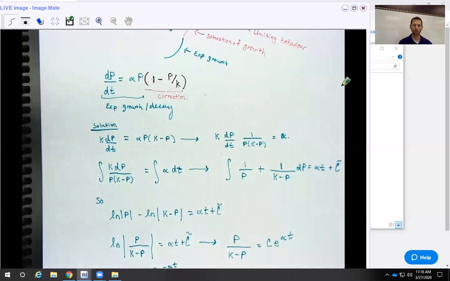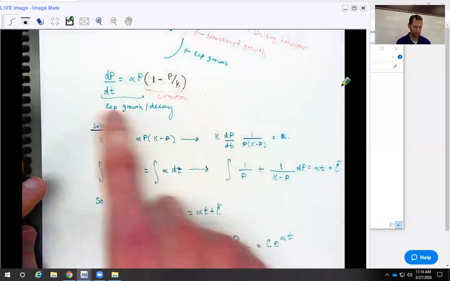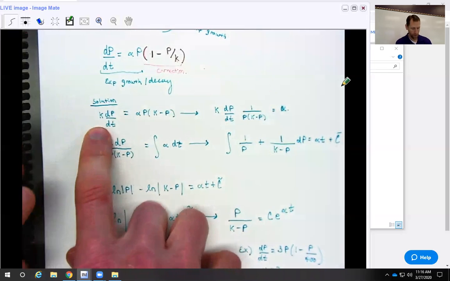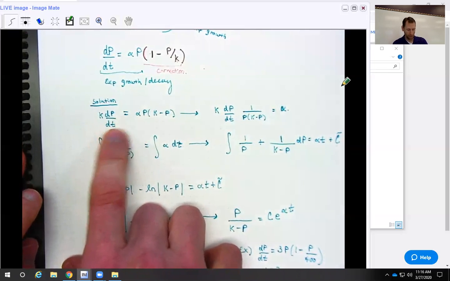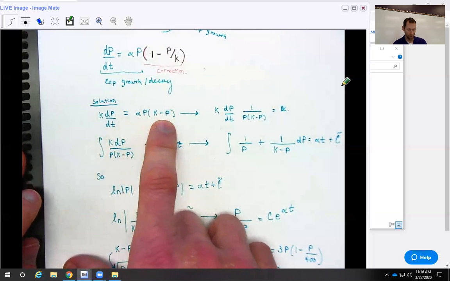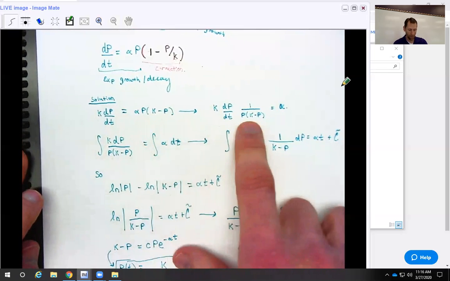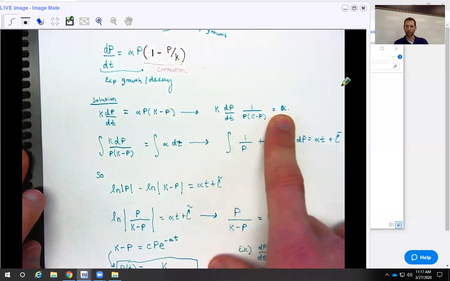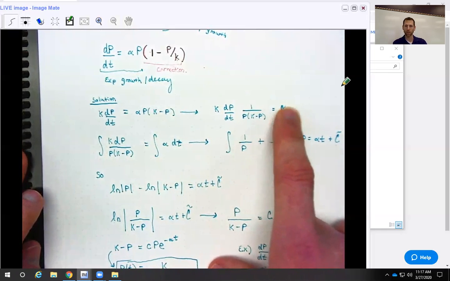Okay, and what's beautiful, it is also a separable differential equation. We can get all the t's to one side and all the P's to this side. So I'm going to multiply both sides by K. And I have K dP/dt equals alpha P (K minus P). And then we could divide both sides by P(K minus P), and we're just left with alpha on the right-hand side. So this is all the t terms, per se. This is alpha times 1.